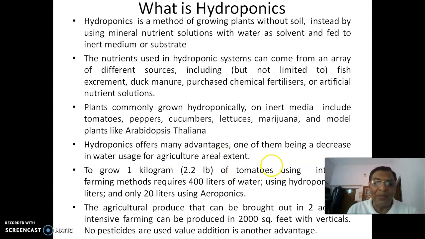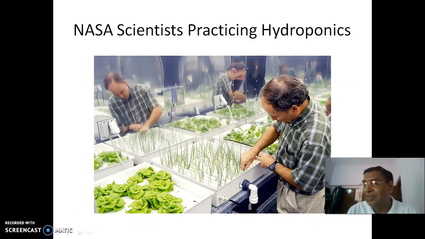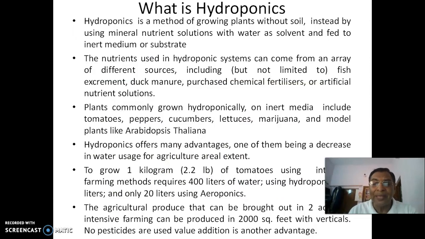To grow 1 kilogram of tomatoes, roughly 2.2 lb, using intensive farming methods requires 400 liters of water. But using hydroponics, you require only 70 liters of water. And of course, aeroponics conserves even more, requiring only 20 liters. So a lot of water is saved, even less than micro irrigation like drip and sprinklers, right?